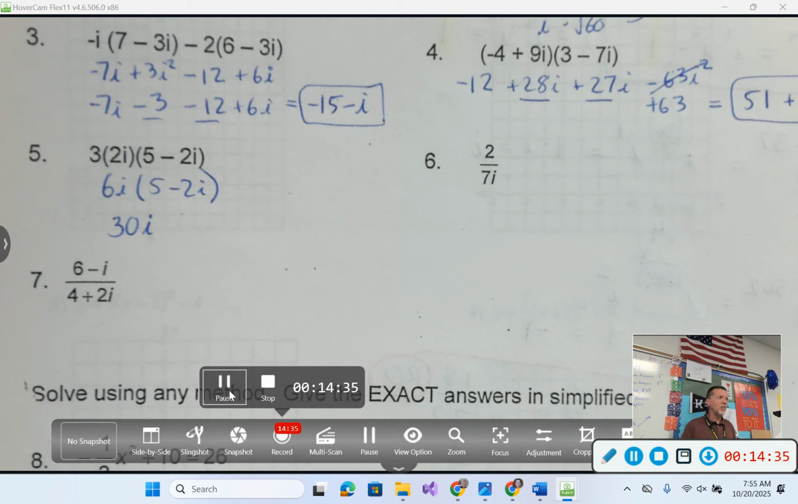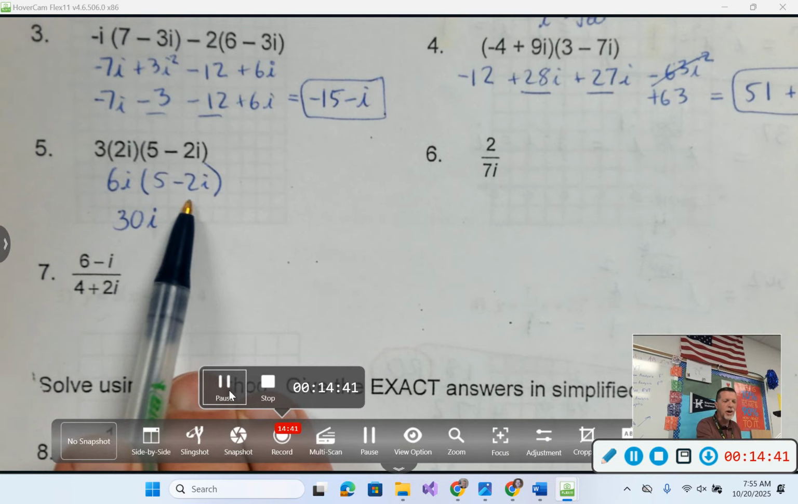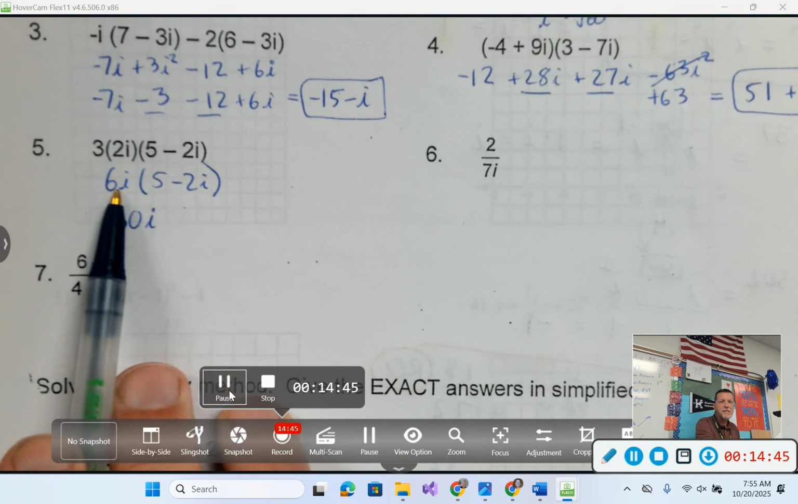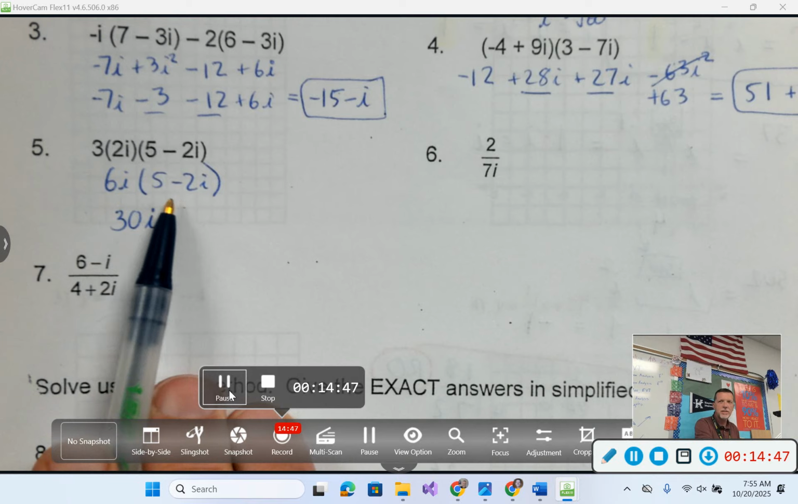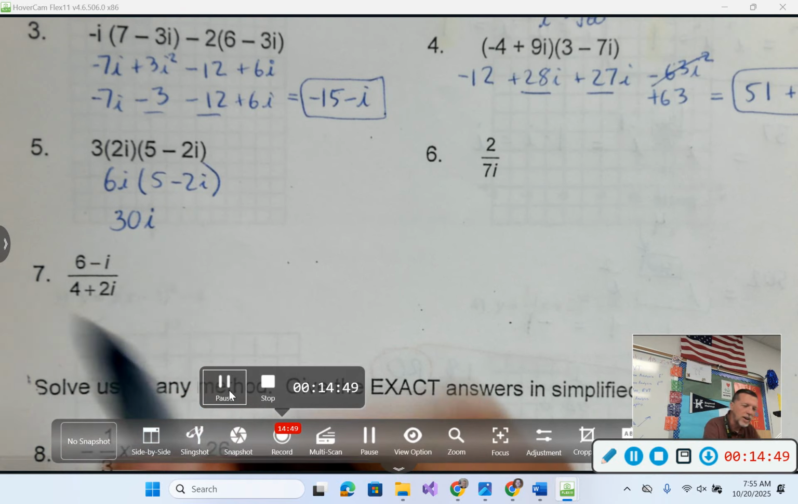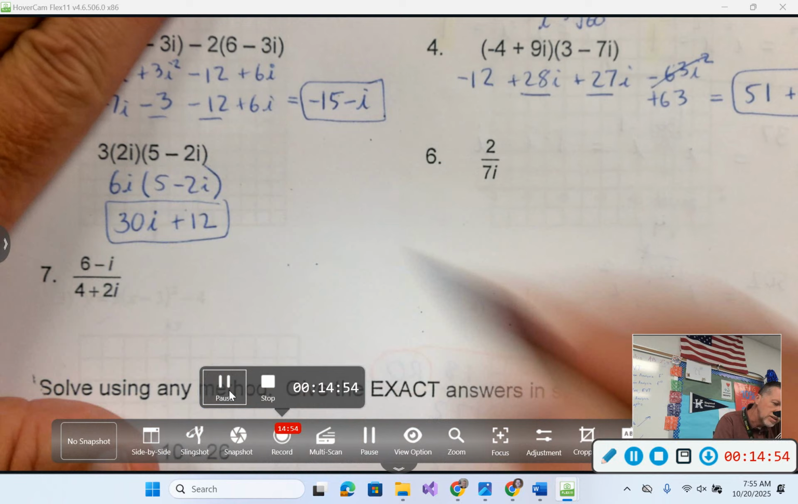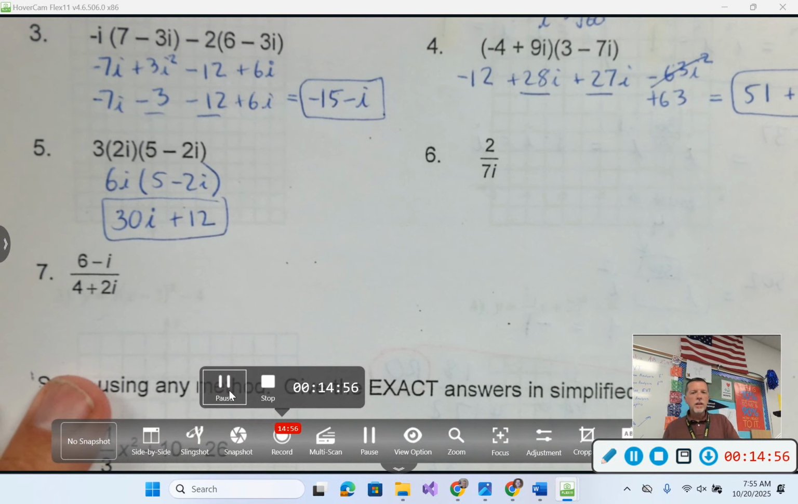I'm trying to encourage you to skip steps, which is probably not smart for a math teacher to do. But what's 6i times negative 2i going to end up being? Positive 12. So it'd be minus 12i squared, which is plus 12.